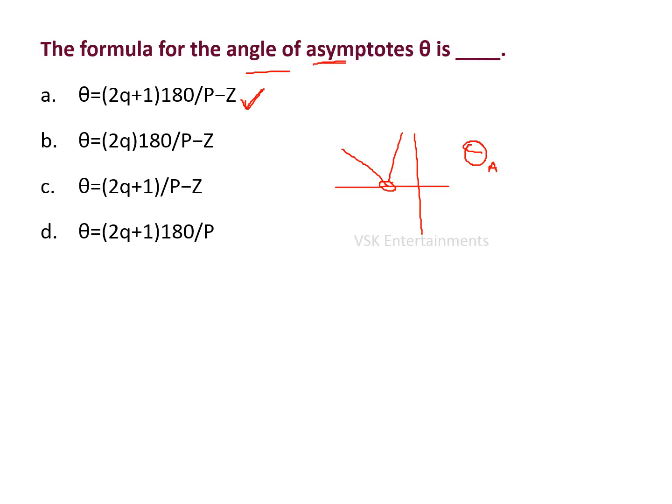Here p is nothing but the number of poles, z is nothing but the number of zeros. Here the q value depends upon the difference between the number of poles and zeros. That is, the range of q is from 0, 1, and so on up to p minus z minus 1. Okay, this is the range of q for finding the angle of asymptotes. So option A is the right answer.